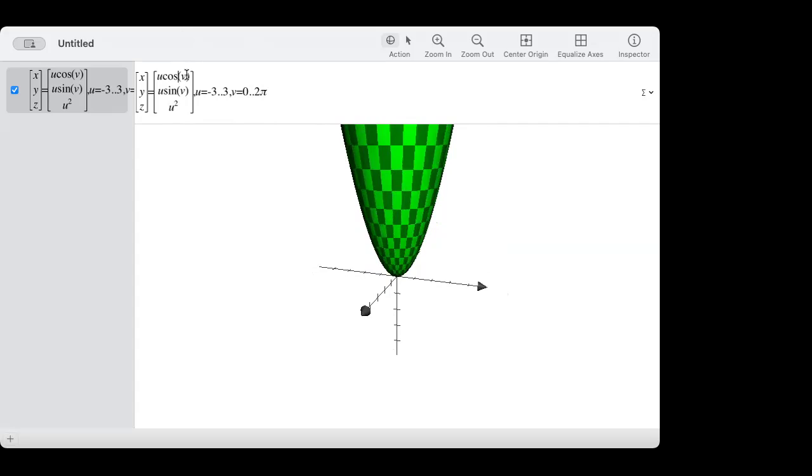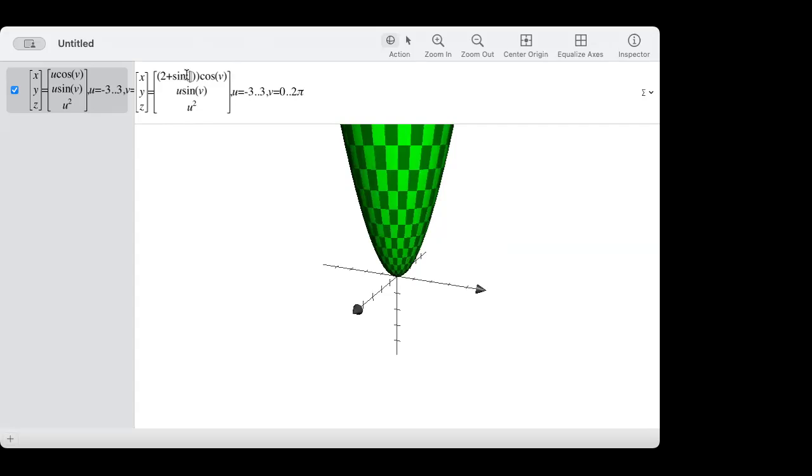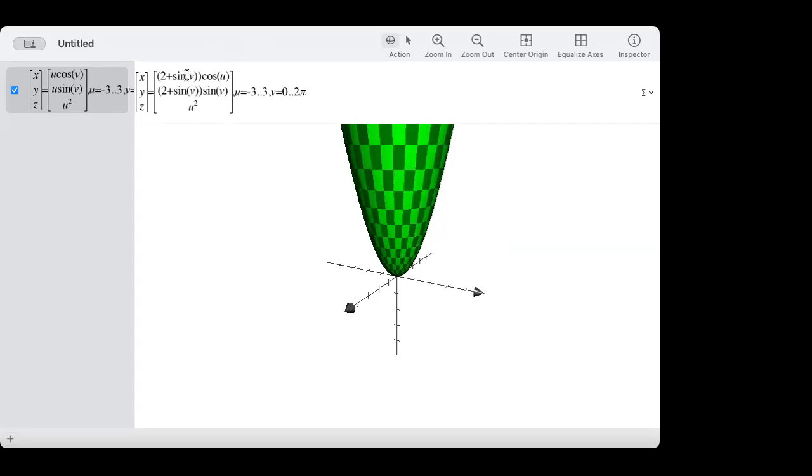Sometimes, parentheses, 2 plus sine of v times cosine of u, 2 plus sine v times sine of u, and then u plus cosine v. Oops, don't delete the whole thing. That would upset me.